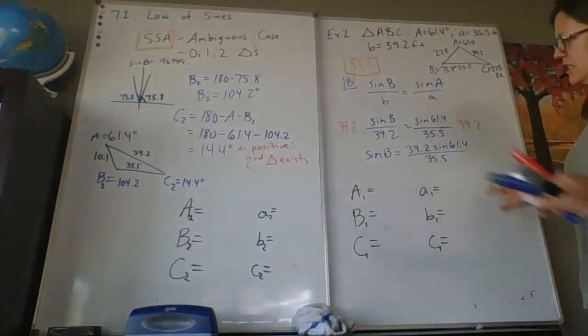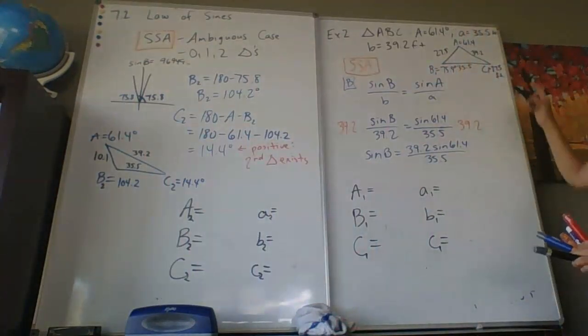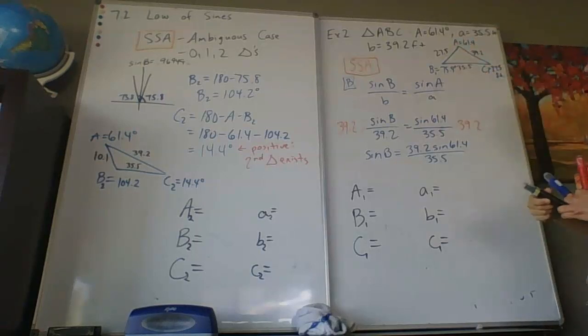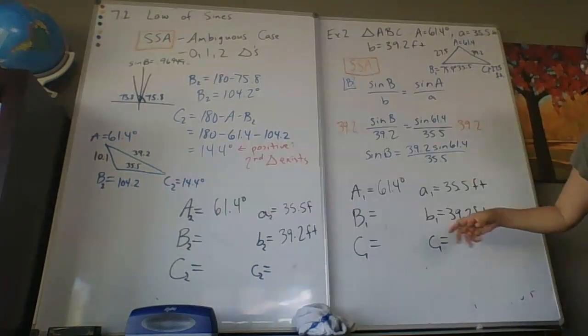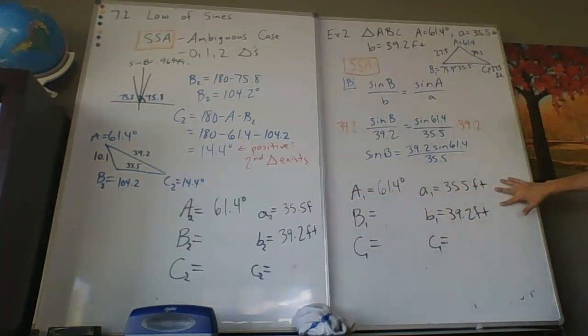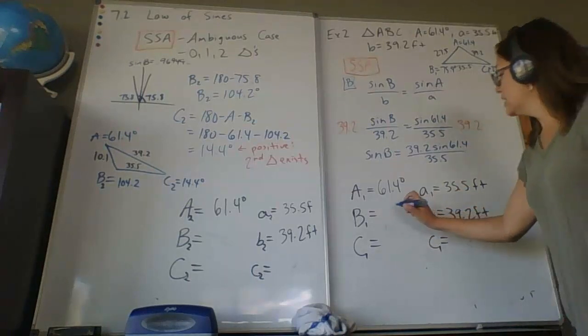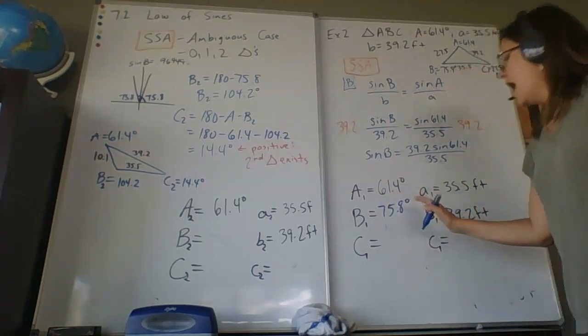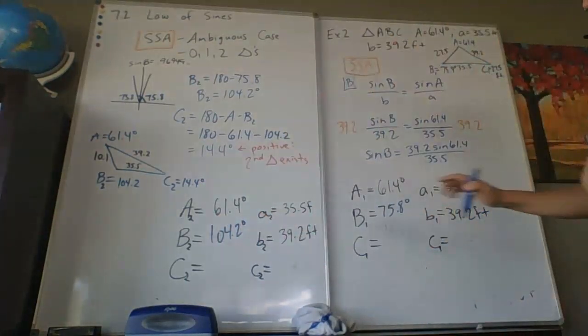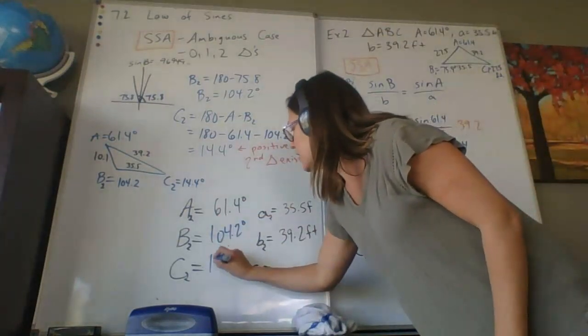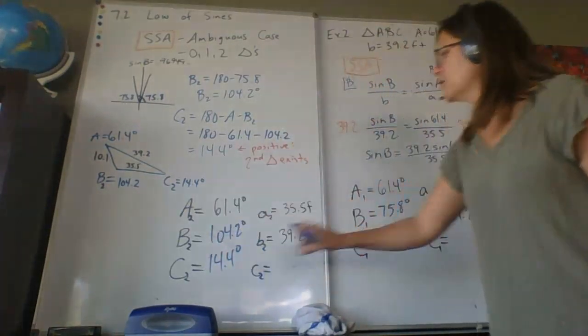Another way to do this, I just didn't have enough room to do it while I was solving, is to see that this A, since it's given, will be in triangle 1 and in triangle 2. The same is true for side a and side b. Those will be consistent for both triangles. However, all of the other information is different. Because we found B to be 75.8 degrees, and its supplement was 104.2 degrees. And because over here we found a positive C value, it means this triangle actually exists.